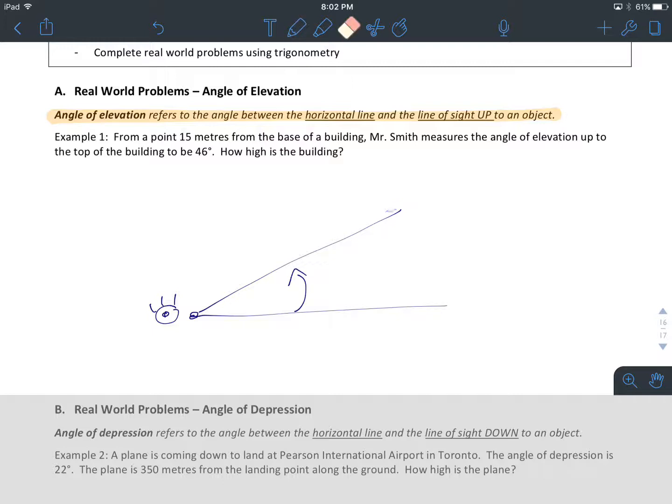So let's look at this real world problem and see if we can't apply that. From a point 15 meters from the base of a building, Mr. Smith measures the angle of elevation up to the top of the building to be 46 degrees. How high is the building?